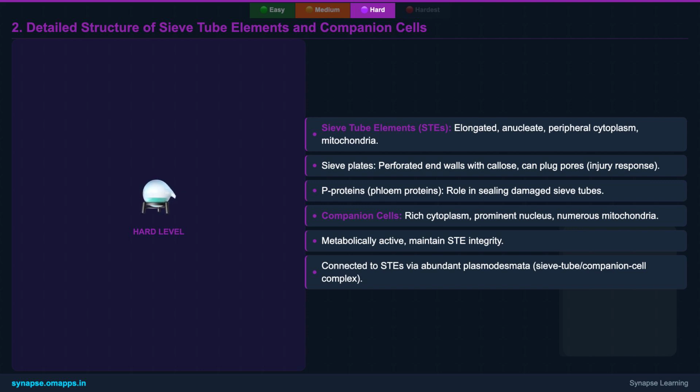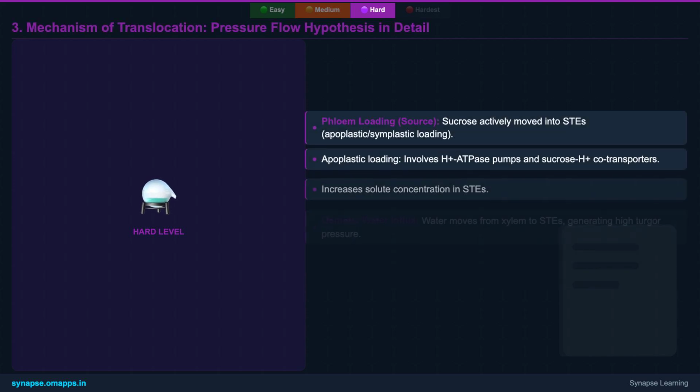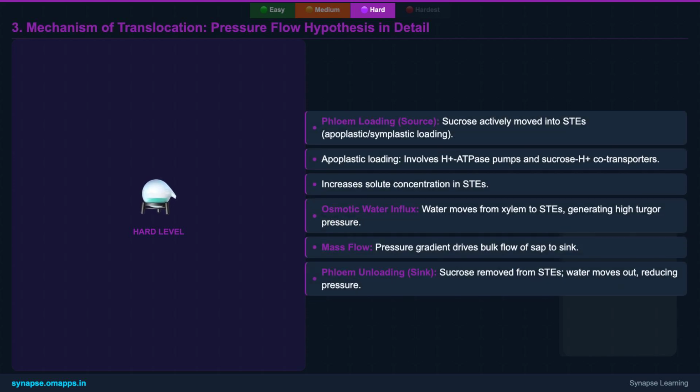Understanding these contrasts is crucial for a complete picture of plant physiology. This table summarizes the key differences from the substances transported to the energy requirements and the direction of flow. Now, let's elaborate on the pressure flow hypothesis, focusing on the active processes.